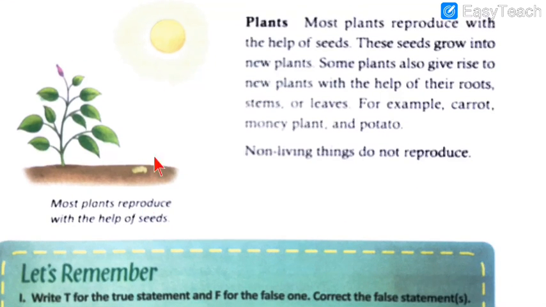Now you can see the picture here, the plant is growing gradually. Most plants reproduce with the help of seeds. That means that mostly when you want to grow certain plants, you sow the seeds. You might have even seen the farmers sowing the seeds.